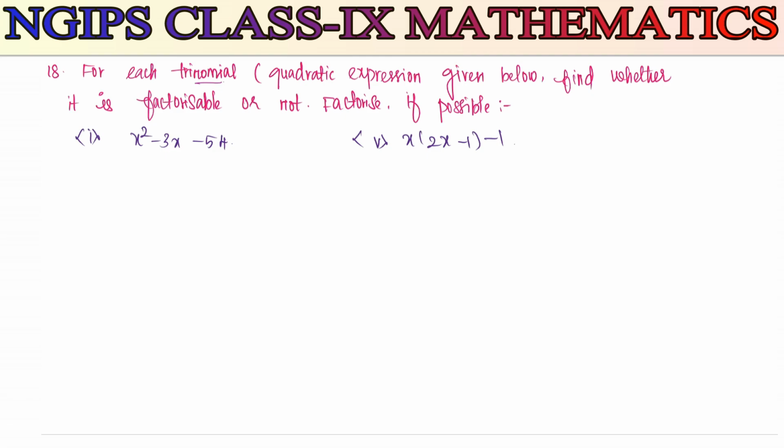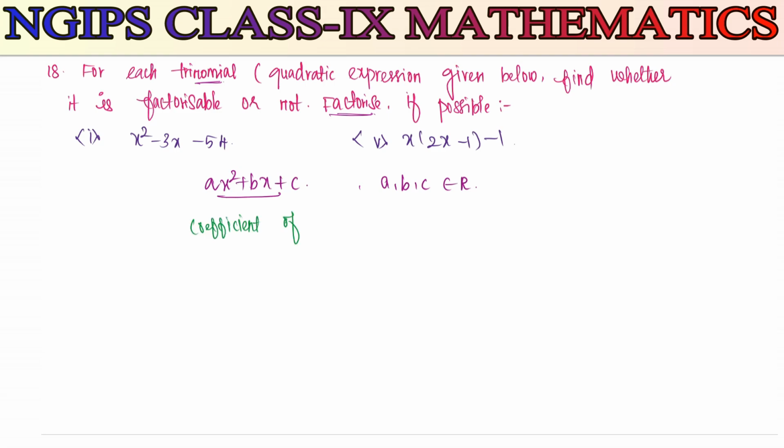The 18th one we have here: for each trinomial, the trinomial is nothing but the quadratic expression given below. Find whether it is factorizable or not. We have to find whether we can factorize the quadratic expression or not. If it is possible, then you have to factorize it. We know very well the general form of the quadratic equation or the trinomial is ax square plus bx plus c, where a, b, c belong to the real numbers, all numerical values. We know it as a trinomial, or you can even say quadratic equation.